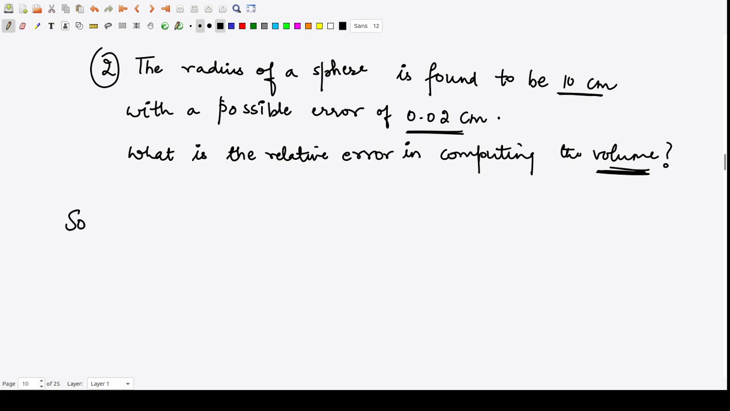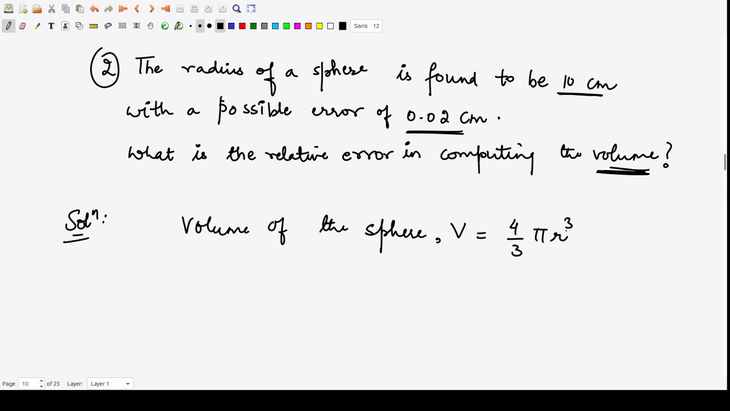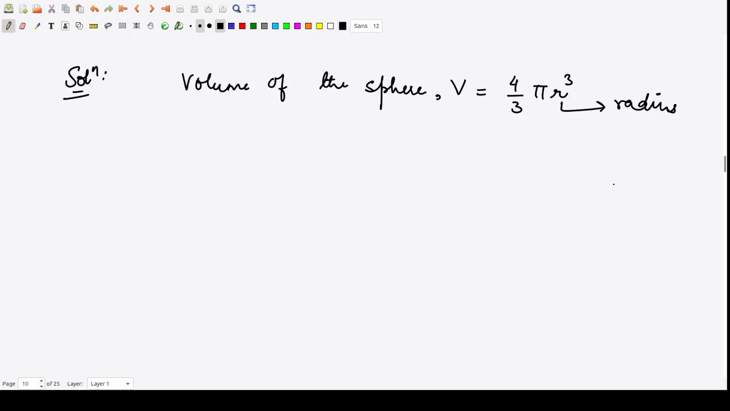So for that, first of all, you should note what is the volume of the sphere. Let me denote this by V. So you know what is the volume? It is 4 by 3 pi r cube, where r is the radius of the sphere, right? So you have this expression and you wanted to calculate the relative error. So for the relative error in V, that means you wanted to calculate dV by V, this quantity. So for that, what we do, we apply log on both sides.